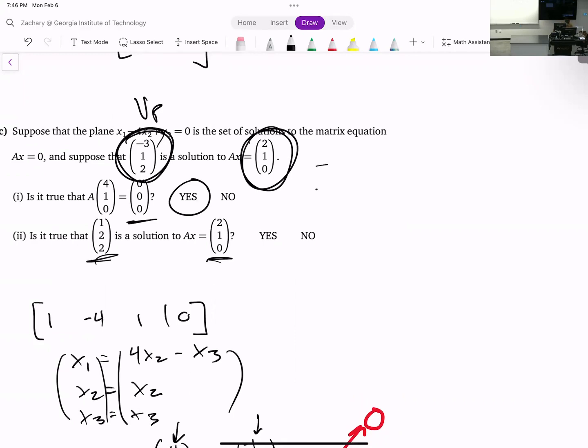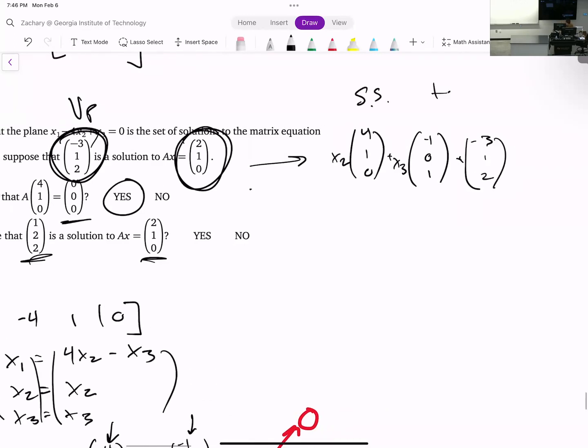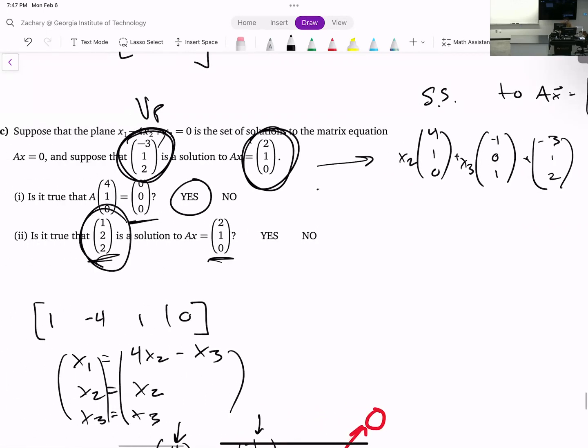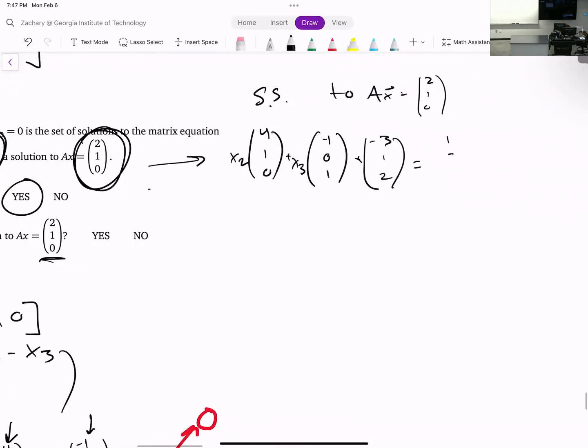So what we can say is the solution set instead is 4, 1, 0 times x2 plus x3 times negative 1, 0, 1 plus negative 3, 1, 2. Okay. So this is the solution set to Ax equals 2, 1, 0. From here, what we're doing is we're trying to see if this is a solution. And if it is, what we can do is we set this equal to 1, 2, 2, and we try to check to see if it is a solution. And how we do that is we subtract this over.